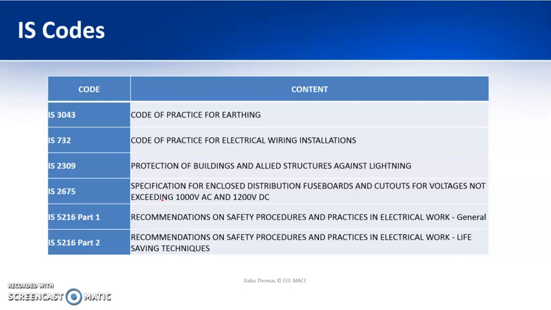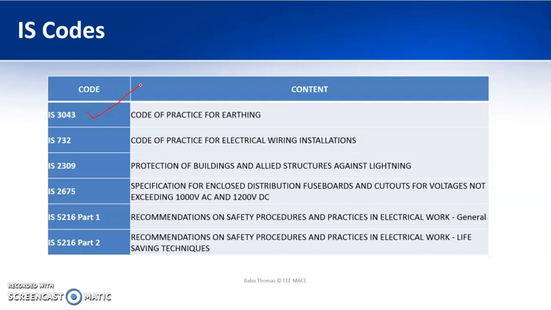Now the basic codes related to electrical systems are discussed here. The first one is IS 3043, the code of practice for earthing. In order to earth a particular equipment, or to provide earthing in a building, what are the practices or standards to be followed to ensure that the system works properly? That is discussed in IS code 3043.